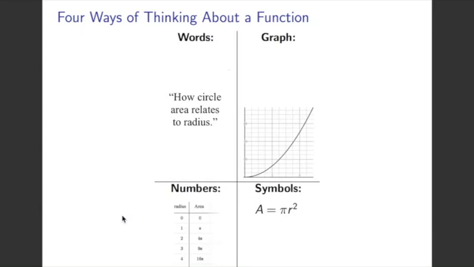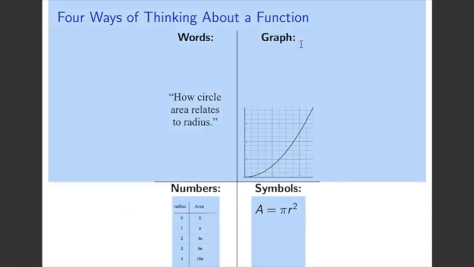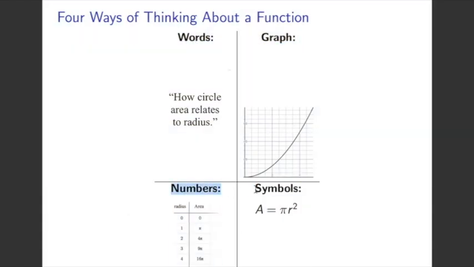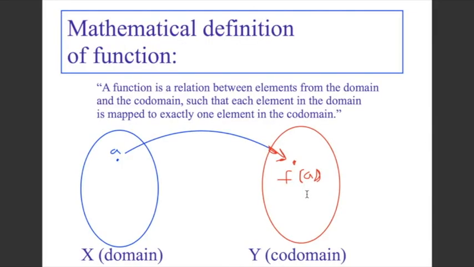There are lots of ways of thinking about functions, and I find that even though we've worked with functions for a long time, often we're missing some of these details. You can think about a function in words. You can think about a function in terms of its graph or a plot. You can think about it in terms of numbers or data, and you can think about it in terms of symbols. Probably remember the mathematical definition of function is a relation between elements from the domain and the codomain, such that each element in the domain is mapped to exactly one element in the codomain.